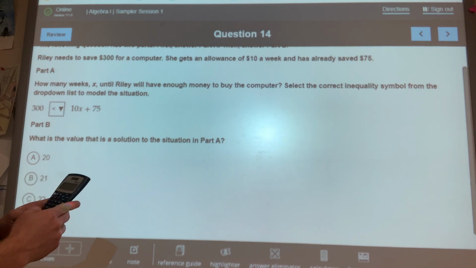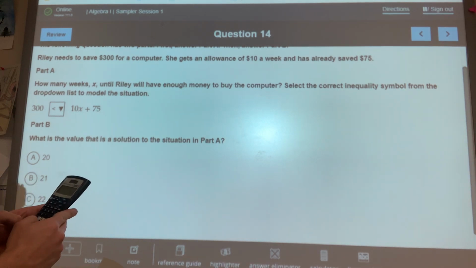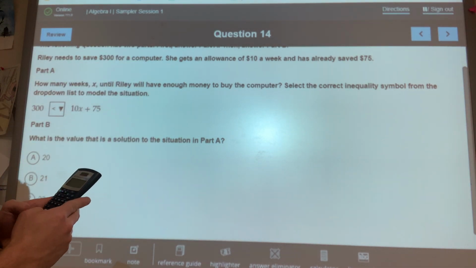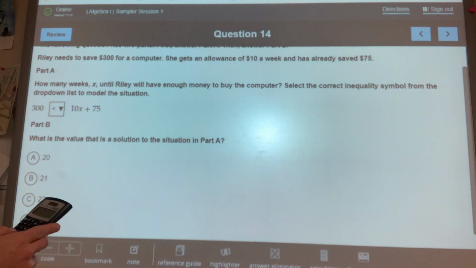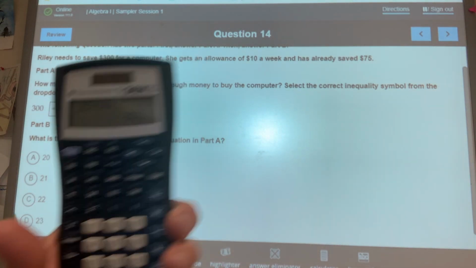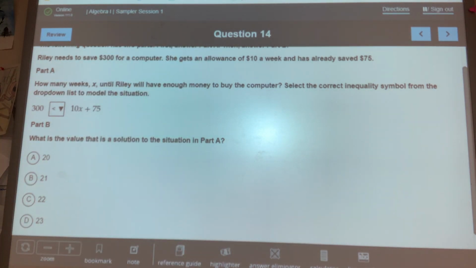Here, 10 times 20 plus 75, I got 275. If I do 10 times 21 plus 75, I get 285. If I do 22 times 10 plus 75, I get 295. And if I do 23 times 10 plus 75, I get 305. So I know that has to be 23, so that's greater than how much it costs. So it has to be 23.